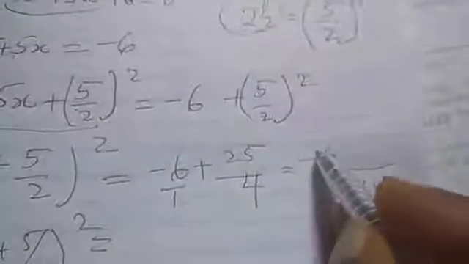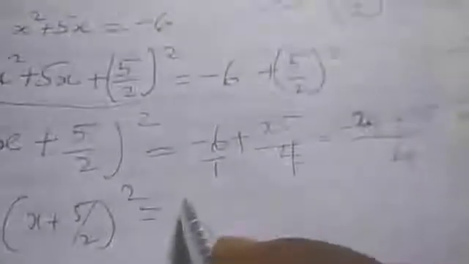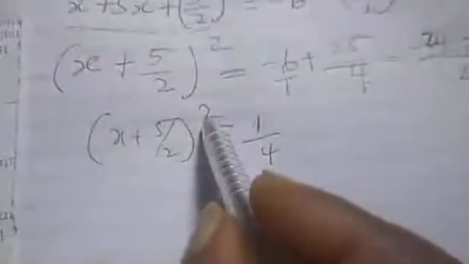If I find the LCM here, let's say this over 1, the LCM is 4. 4 times this is minus 24, plus 4 in 4 is 1, 1 times 25, that is 25. What we now have there is 1 divided by 4, because minus 24 plus 25 is 1 divided by 4. So as usual, you transfer this square to the other side.